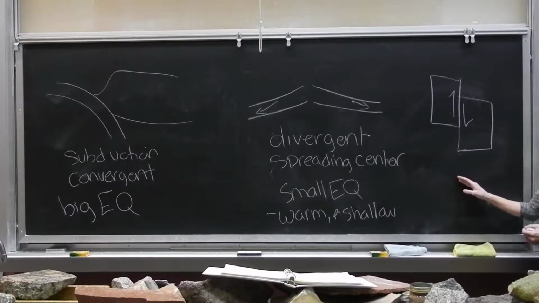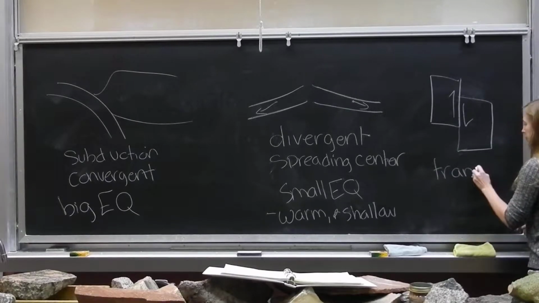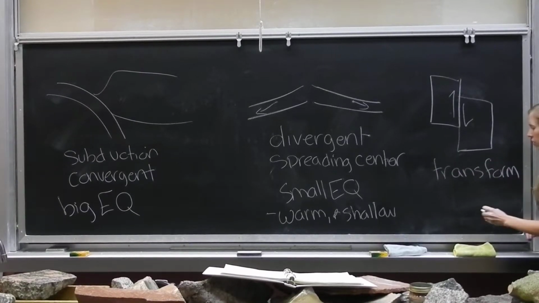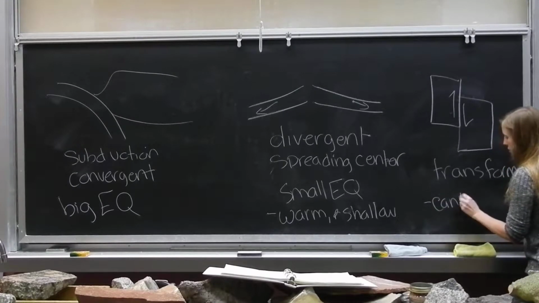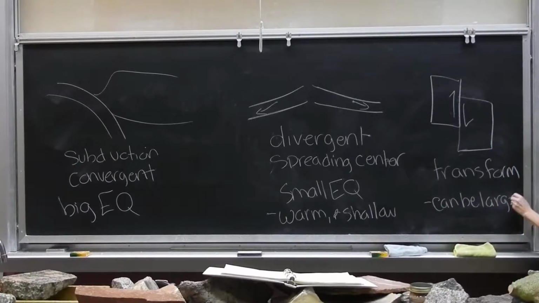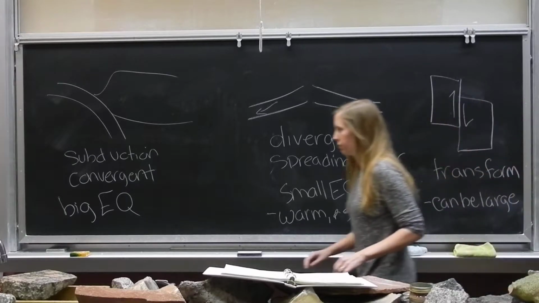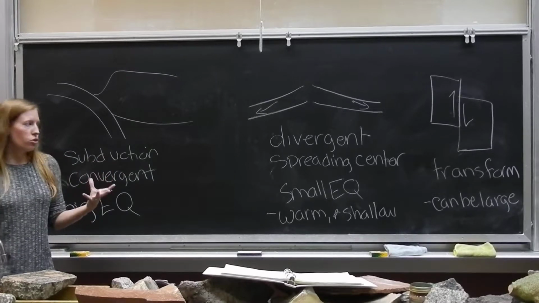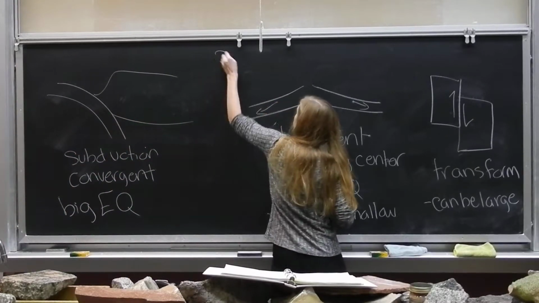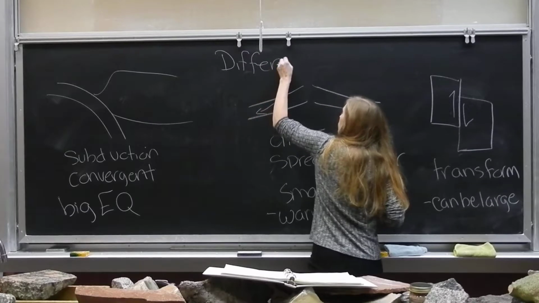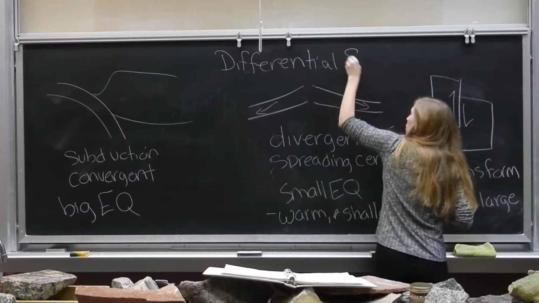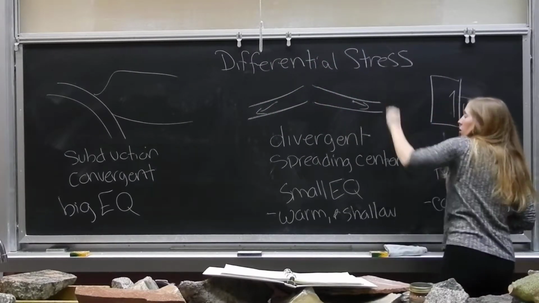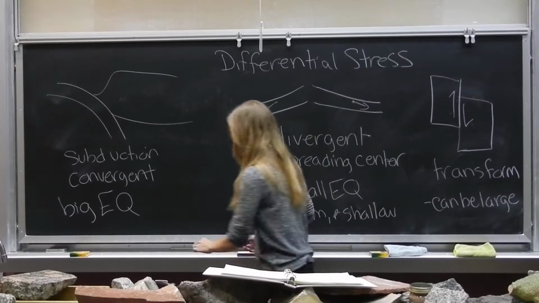And then this guy, transform, can be large. We've had some small ones. We can also generate some big ones. It depends on how much rock is actually touching. So our three plate boundary types, these generate our differential stress, which produces earthquakes. Okay?